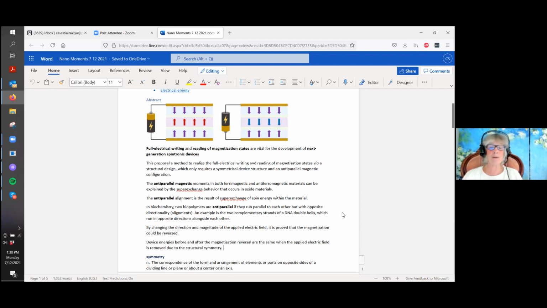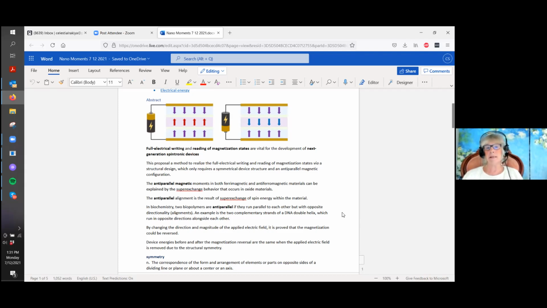And that is one thing. Remember, I'm talking about the nanoparticles changing the magnetism of the body and changing the spin of the atoms. And so this anti-parallel alignment has to do with that specifically. And now this is very interesting. In biochemistry, two biopolymers are anti-parallel if they run parallel to each other, but with opposite directionality or alignment. So, okay, one's moving clockwise, one's moving counterclockwise. An example is two complementary strands of DNA double helix, which run in opposite directions alongside each other.